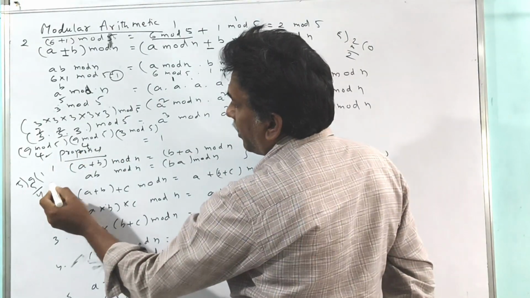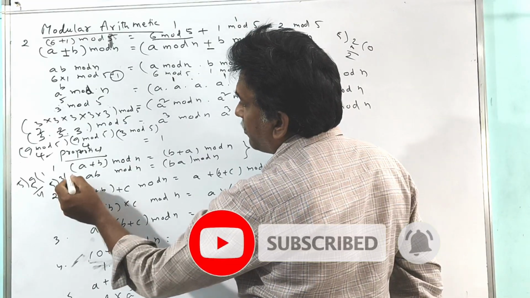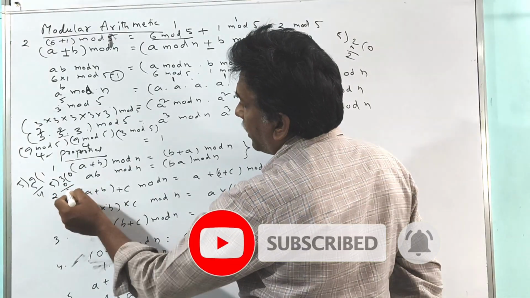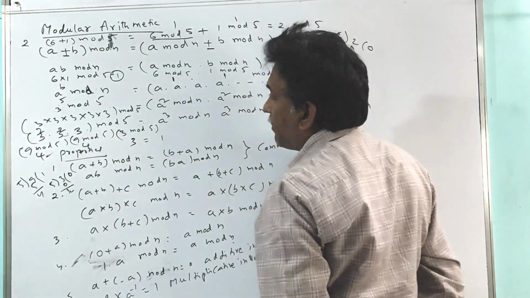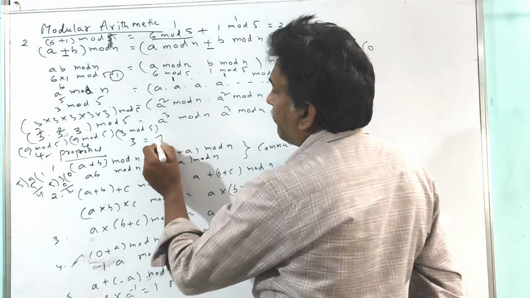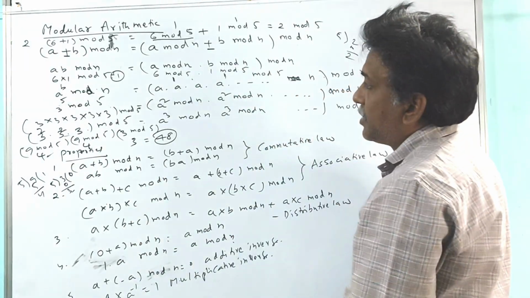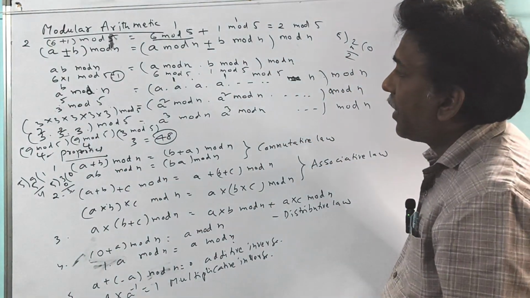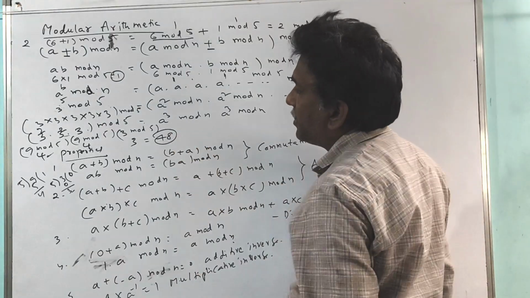3 mod 5 means 5 divided into 3. 5 zeros are 0, remainder is 3. So this value is 3. So 4 into 4 is 16, 16 into 3 is 48. So 3 power 5 mod 5 can be identified as 48.